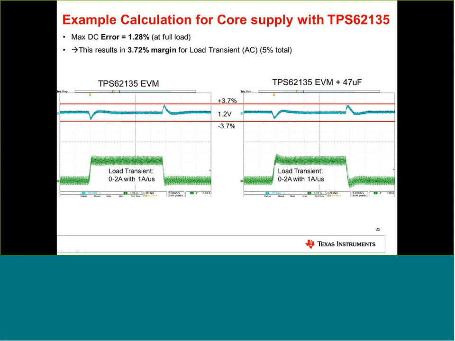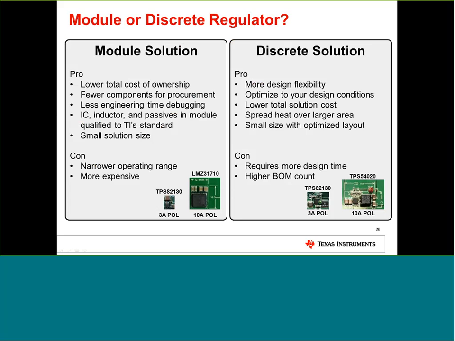On the right side, I did another measurement, adding an additional 47 microfarads, and you can see now we are definitely within the tolerances, within the target of the spec of the FPGA core rail. All right. Okay, so these were the calculations.